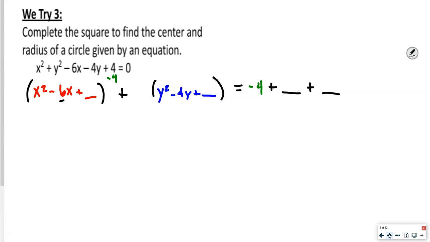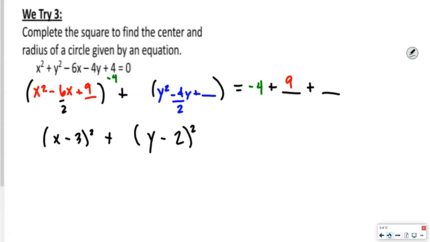Okay, so remember, we're dividing this by 2, so this is going to be x minus 3 squared. So what goes in that blank up there? Negative 3 times negative 3 is 9, so we're putting a 9 over here as well. Okay, then on the other side, once again, we're going to divide the negative 4 by 2. So that's going to give us plus y minus 2 squared. And negative 2 times negative 2 is 4, so we're going to add that 4 over to there.